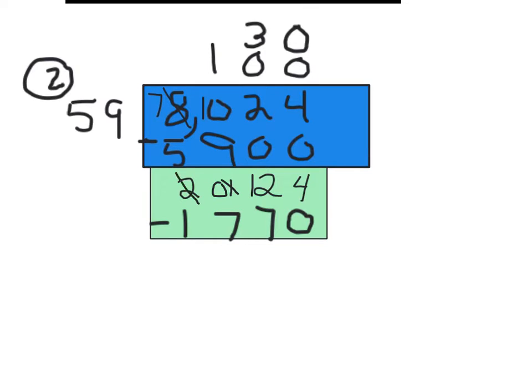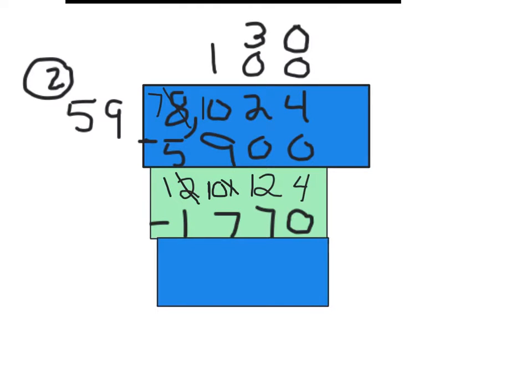So I'm going to borrow from here. I'm going to borrow a group of 10 and put it right there and turn that 0 into a 10. And now I am all good to go. I can subtract like there's no tomorrow. All right, so I'm going to add my area box first, and that's going to be right there. And now I can subtract.